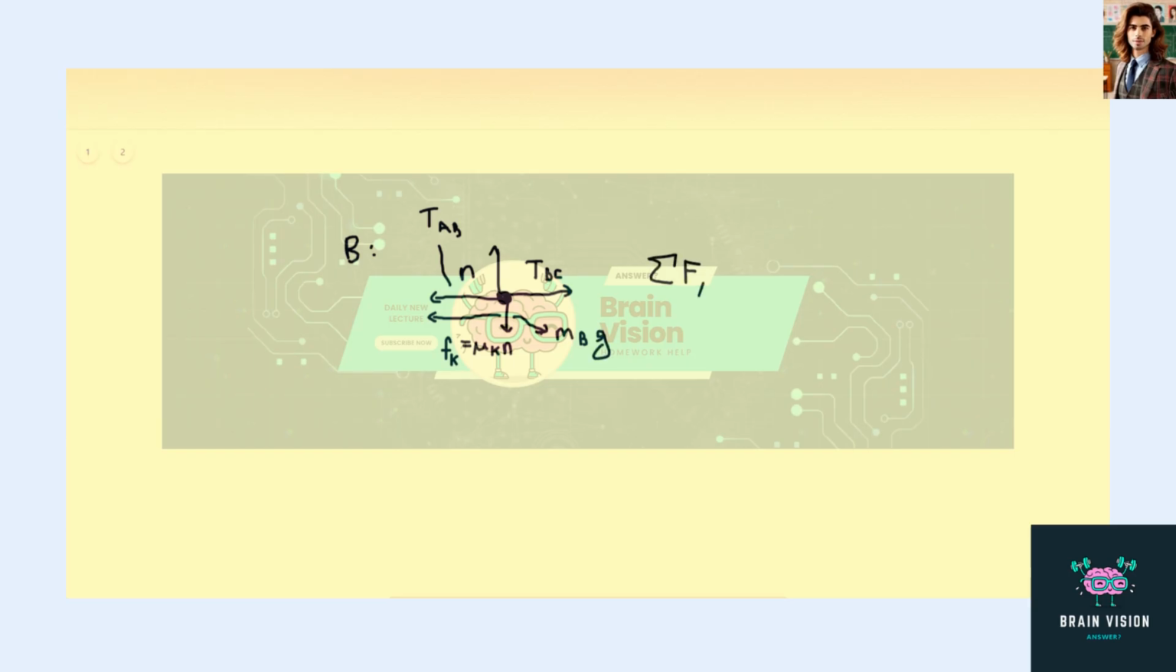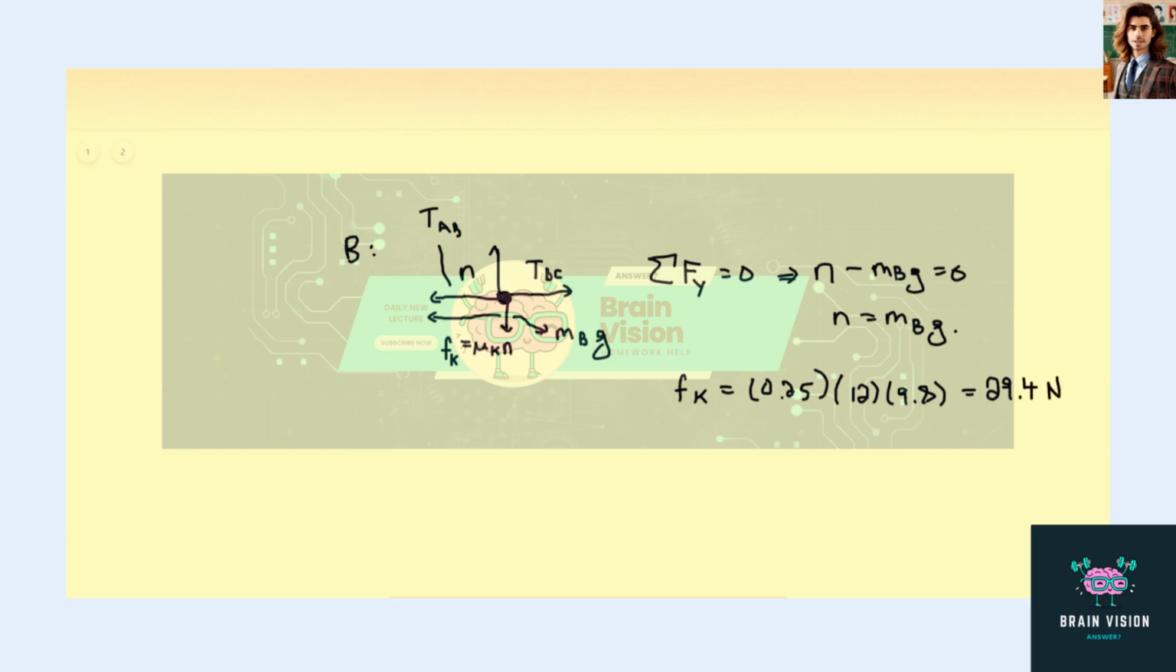So the sum of the forces here in the y direction does equal 0 because there's no acceleration in the y direction. This implies that N minus m_B g is equal to 0. So N is equal to m_B g. Now I can use this expression to solve for the friction force. So that means the friction force is equal to mu sub k, which is given to us as 0.25, times N, but N is m_B, which is 12, times g, which is 9.8. And so this is equal to 29.4 newtons.